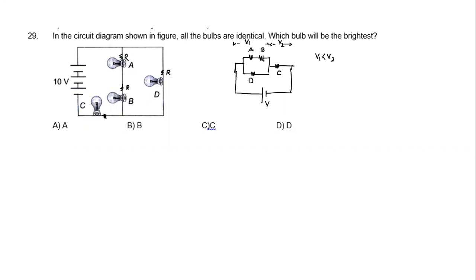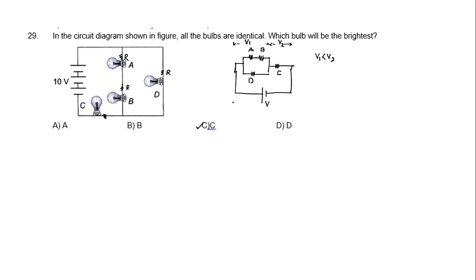All resistances being equal, power consumption is proportional to the square of the potential difference across the bulb. So if V2 is greater than V1, power consumption in C will be greater than in D. And whatever V1 we have gets further shared between A and B, so each one will have V1 by 2. So naturally, A and B will have even lesser power consumption than D. So clearly, which is the brightest? C is the brightest here.